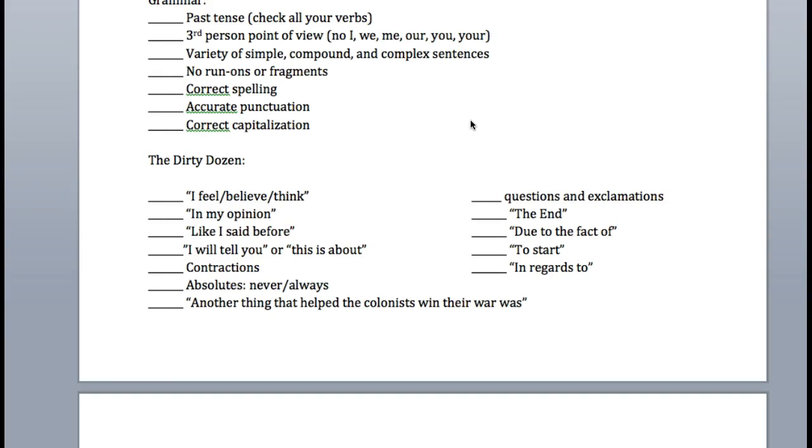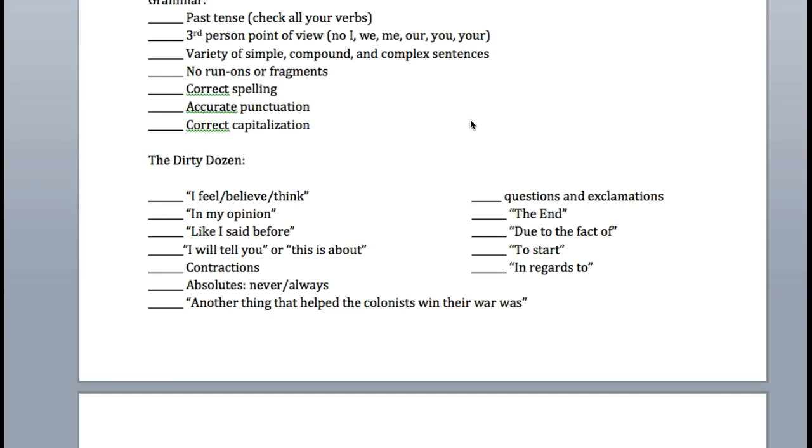Your third person point of view means that we are not using words such as I, we, me, our, you, and your. Find a different way to say it. You can often use colonists, patriots, or American citizens instead. Try to have a variety of simple, compound, and complex sentences. That means some of your sentences should be more sophisticated. If you find that you have a lot of short, choppy sentences, work on trying to combine them using proper punctuation. You should also have complete sentences, not run-ons, fragments, or comma splices.